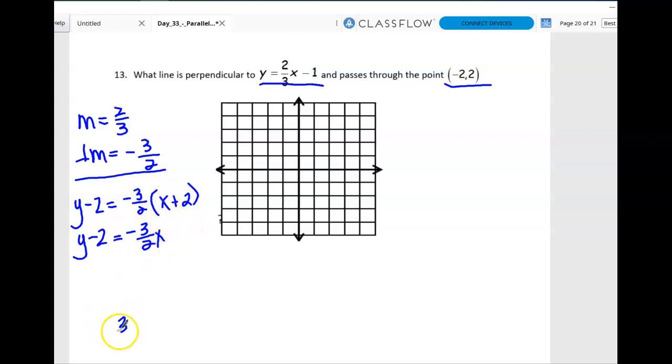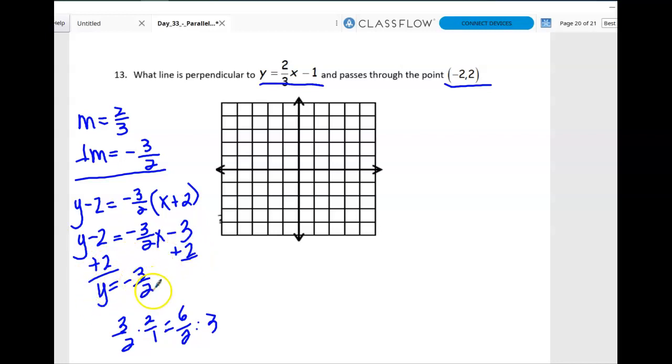So remember, to multiply a fraction, I just go straight across: 6/2, which is 3. So it's going to be -3 because we have a negative times a positive. And now I'm going to add 2 to both sides, sorry. So y is equal to -3/2 x - 1. From here, we've got two equations that we're going to graph.